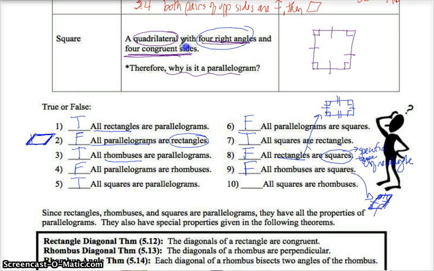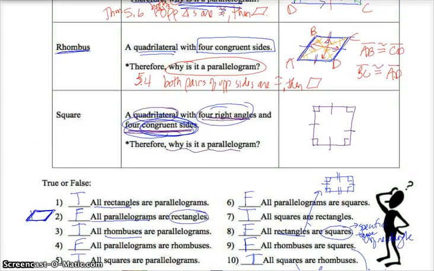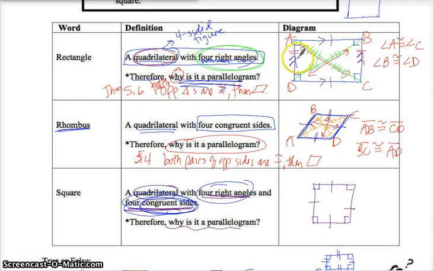Well, yes, that's true, because all squares have 4 congruent sides, and all rhombuses have 4 congruent sides. So yes, a square is also a specific type of rhombus. And you know what, going back up here, we didn't review that. One of the things I forgot to review about parallelograms is that their consecutive angles are supplementary, right?